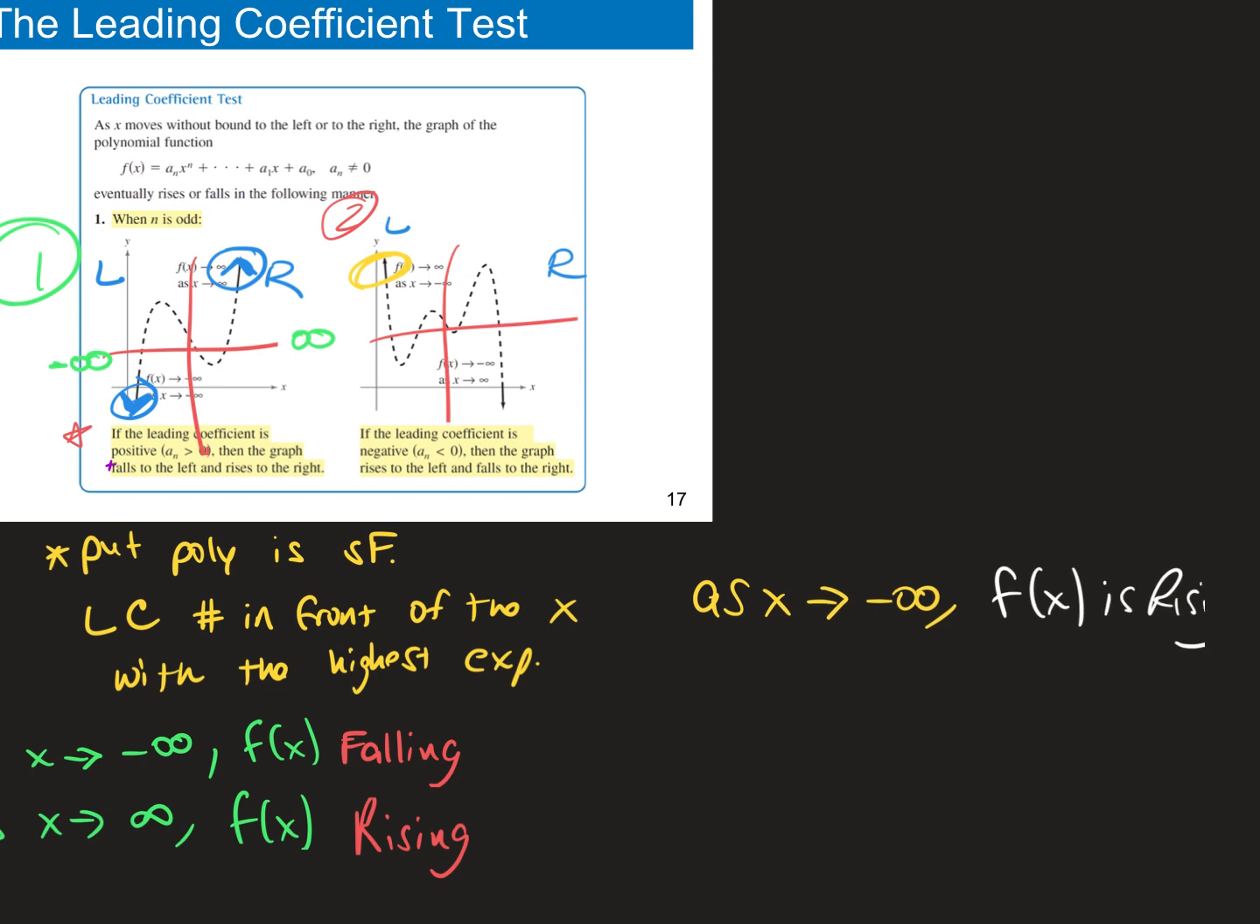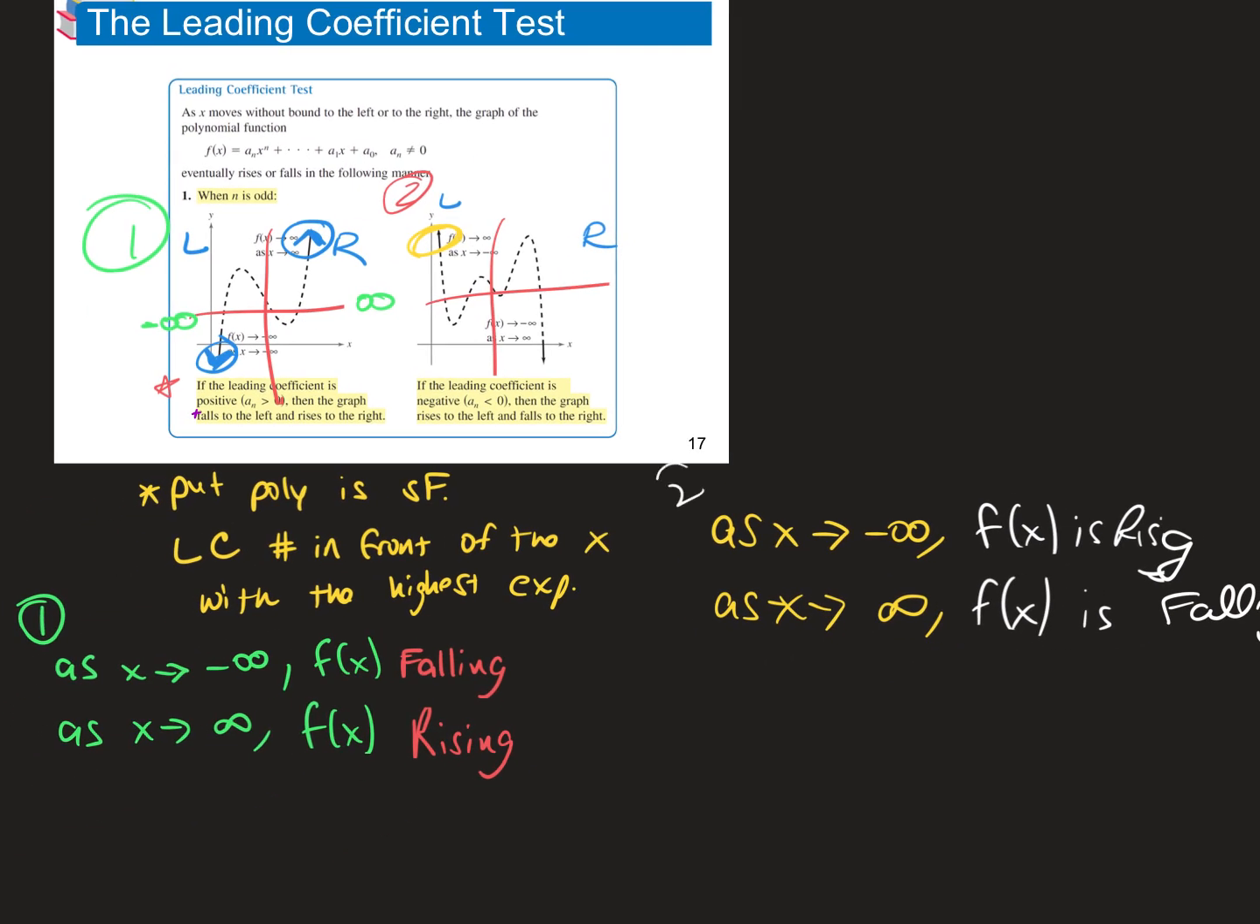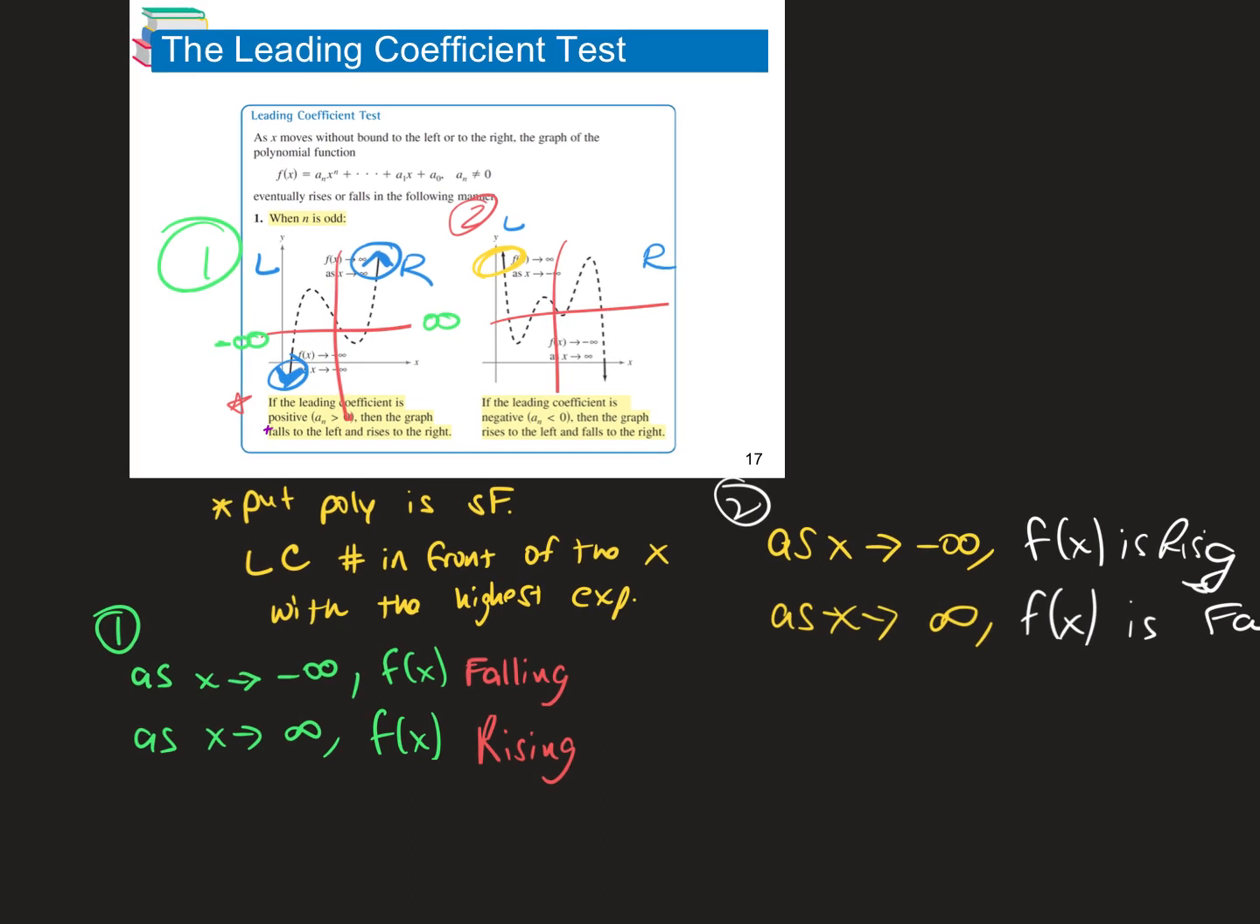And I'll show you a different way you can write it. It's a little easier. And then if I look here, on the right-hand side of the graph, as x approaches positive infinity, what's going on? It's falling. All right, so now you guys are like, okay, what does this even mean?